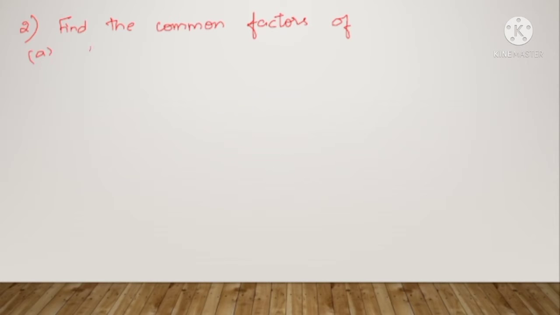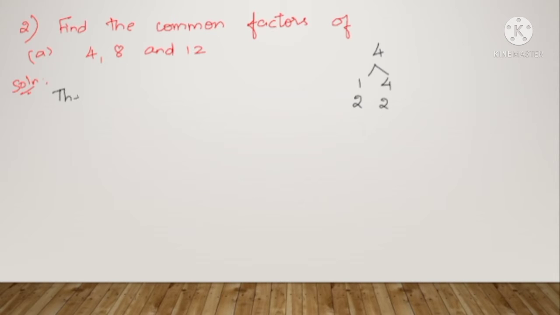Sum number 2. Find the common factors of subdivision A: 4, 8 and 12. So we have to write the factors for 4, 8, after that 12, and then we have to write the common factors. So first of all, let us write the factors for 4.